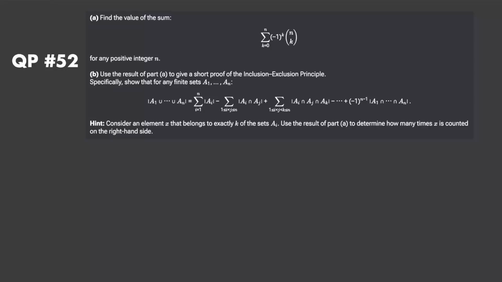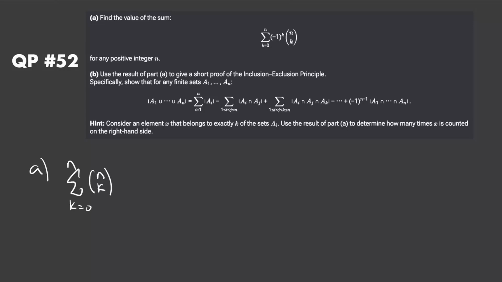Hello everyone, today let's take a look at Quantipose number 52, definitely a pretty interesting one. Basically, what we want to do in part A is find the value of this sum right here for any positive integer n, and we're going to use what we find in part A to give a brief proof of the inclusion-exclusion principle, which we're going to use a lot later and we have been using. So let's start off by looking at part A.